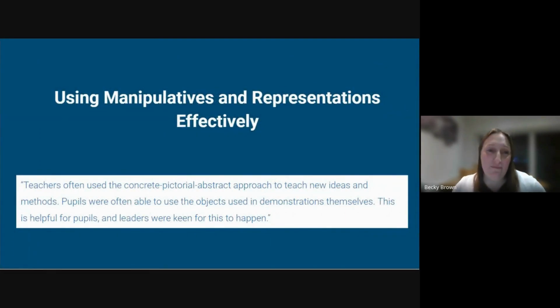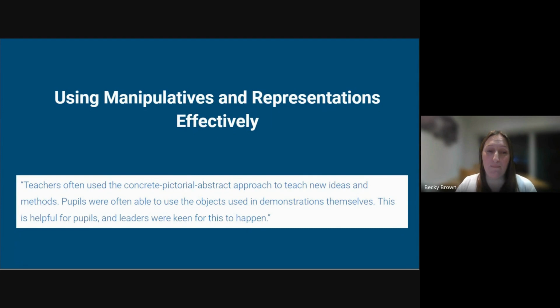So manipulatives and representations, using them effectively. I have just a little quote there from the Ofsted report. So teachers often use the concrete, pictorial, abstract approach, which is often referred to as the CPA approach. I know lots of you will have come across this before, to teach new ideas and methods. Pupils are often able to use the objects used in demonstrations themselves, which is really, really good. And it was helpful, and leaders were really happy with it.